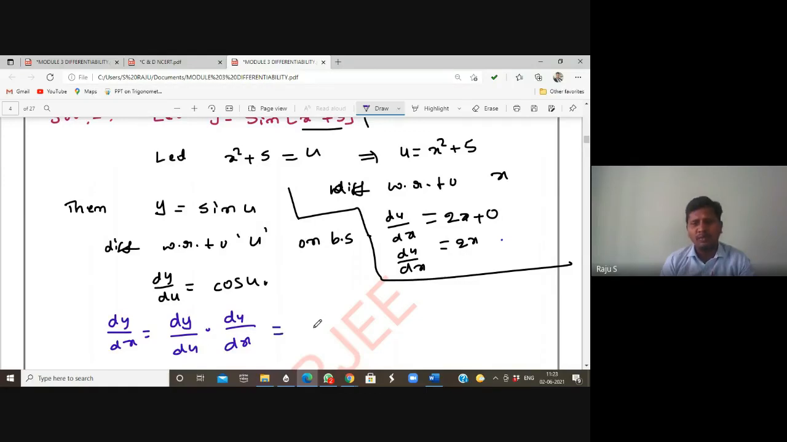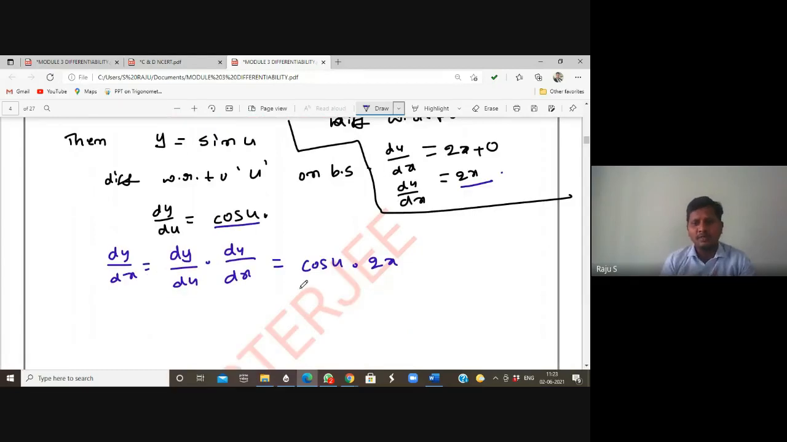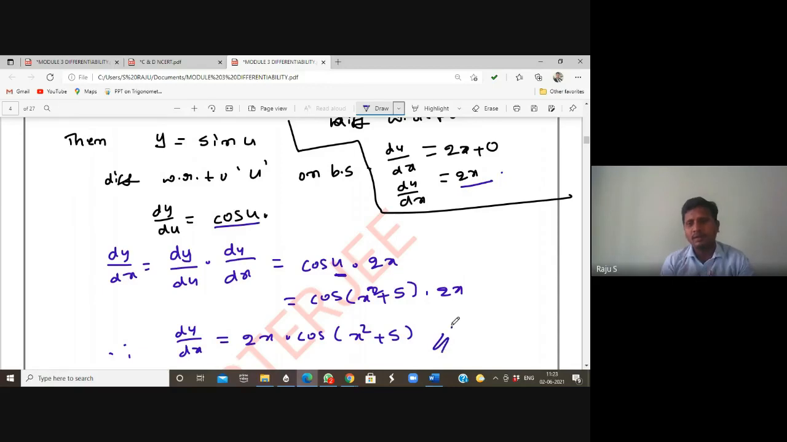We know both values. What is dy by du? Cos u. Yes or no? What is du by dx? Du by dx is 2x. But this is not the required answer, because the question is in terms of only x, so the answer should also be in terms of x. You can replace u by x squared plus 5. So it is cos u into 2x. Finally, what is dy by dx, students? 2x into cos of x squared plus 5. This is the required derivative.